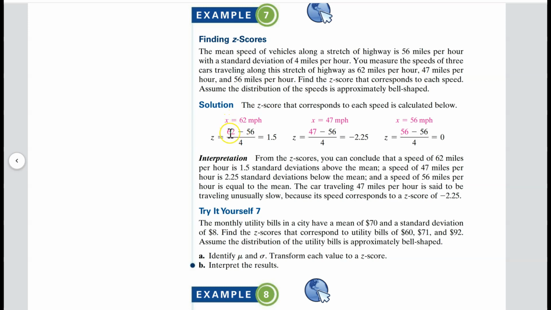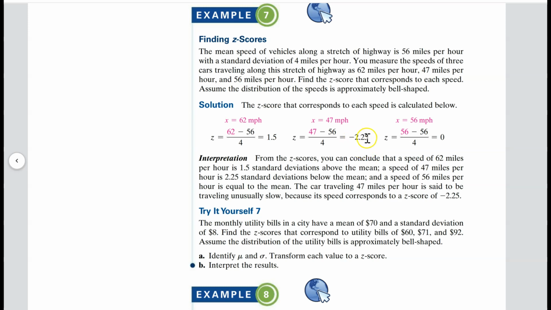All right, so for the 62 mile an hour car, we say 62 minus the mean, which is 56, divided by the standard deviation, which is 4. And we get that car has a z-score of 1.5. It means that that car's speed was 1.5 standard deviations above the mean speed on that highway. All right, the next one, 47. You say 47 minus the mean, which is 56, over the standard deviation, which is 4, and you get -2.25. It means that that car's speed was 2.25 standard deviations below the mean speed on that highway.